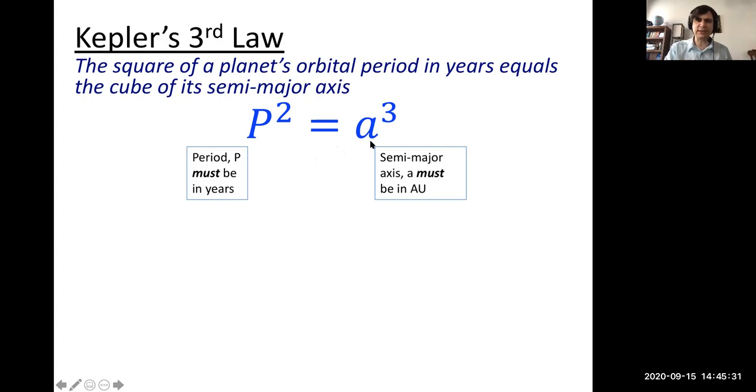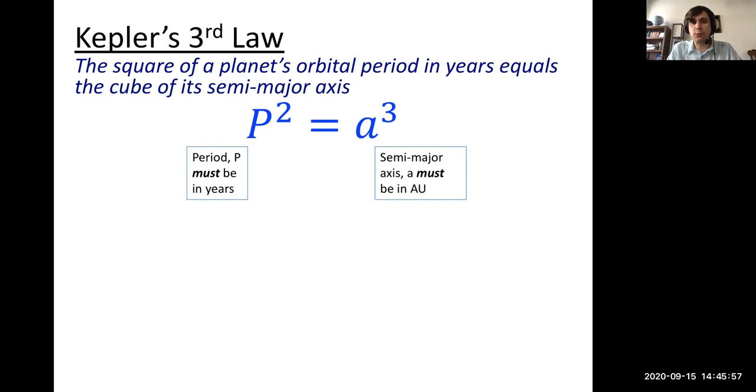Now you might have to write this down 10 times, 20 times, 30 times, however many times you need to. Just remember that it's P squared equals A cubed. The most common mistake I see is people reverse the squares and the cubes. So write it down until you've got P squared equals A cubed. Come up with a mnemonic, however you can learn it. Just make sure you know that one, because you will have to solve this equation.